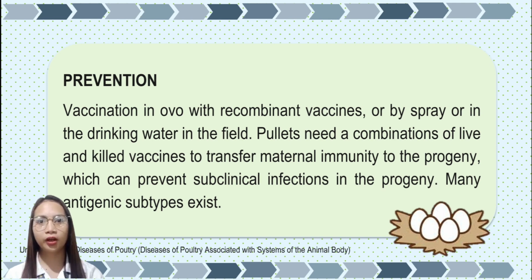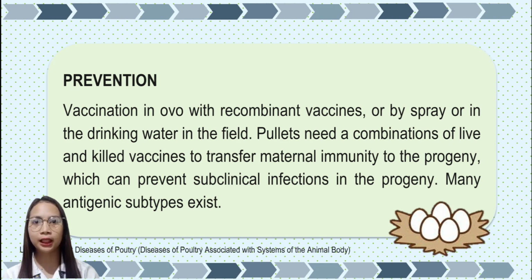Vaccination is in ovo with recombinant vaccine, or by spray or in the drinking water in the field. Pullets need a combination of live and killed vaccine to transfer maternal immunity to the progeny, which can prevent subclinical infection in the progeny. Many antigenic subtypes exist. The primary focus for prevention and control should be on biosecurity of poultry premises. Rigorous cleaning and disinfection between flocks are essential for minimizing potential disease spread.